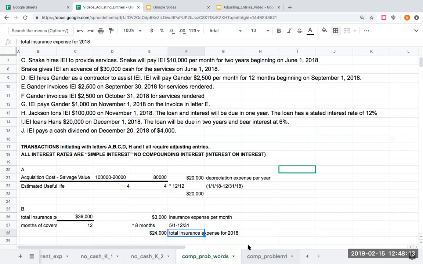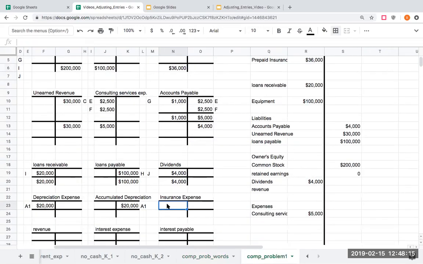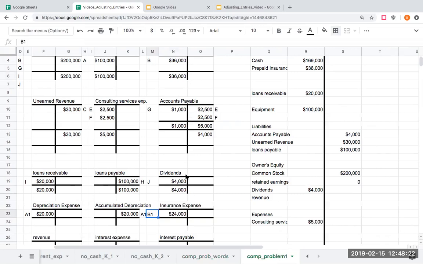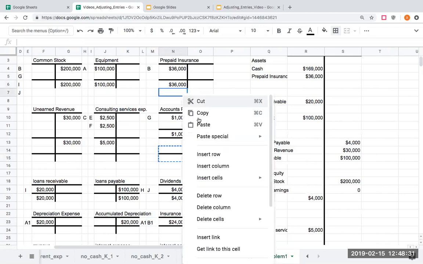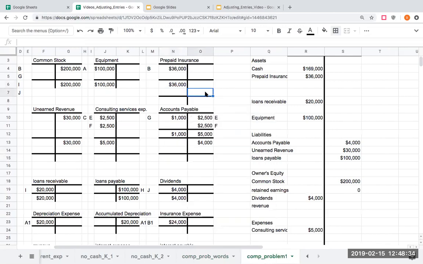So how do I record expenses? I'm going to show this here as a debit for $24,000. And if you've watched the video on this, what I do with insurance expense is I'm going to be crediting prepaid insurance. So here I'm going to credit prepaid insurance for $24,000. Now, notice here that when I have my ending prepaid insurance balance, it is $12,000.